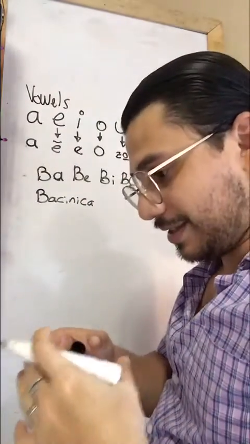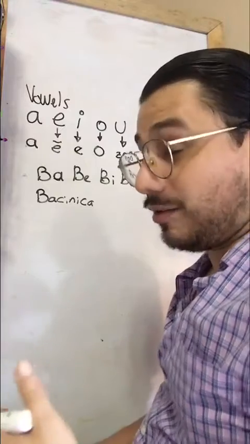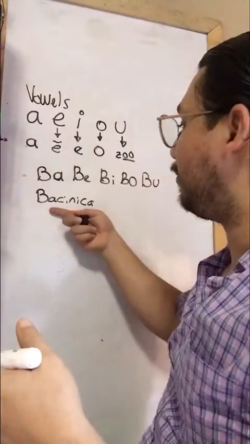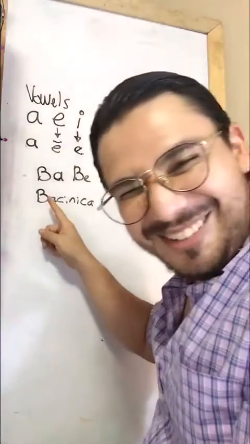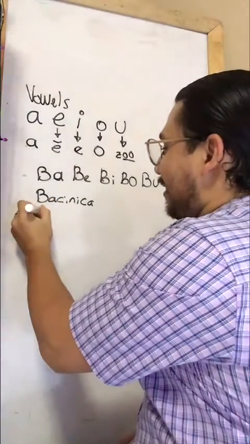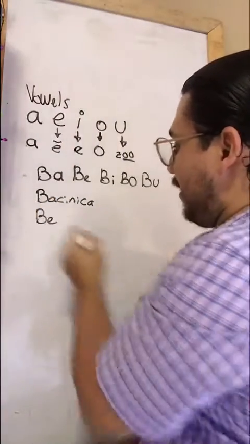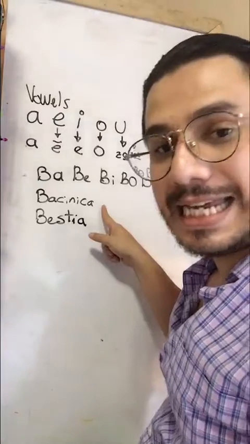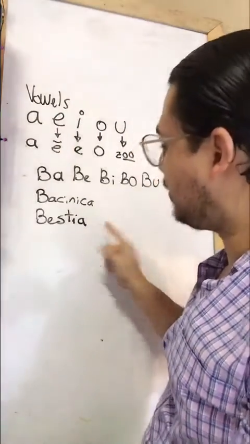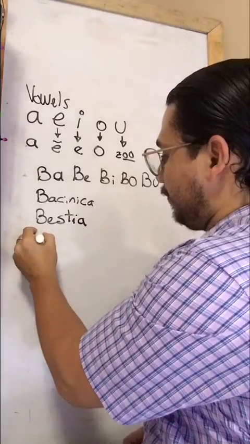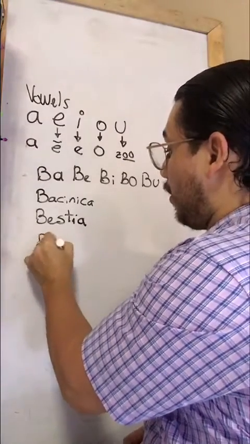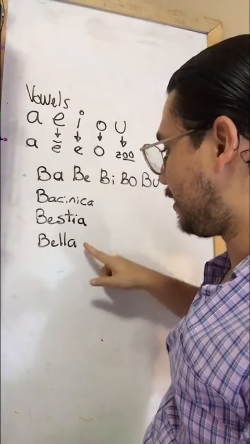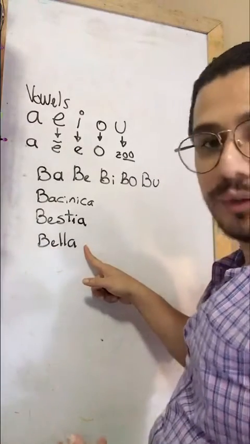Vacinica, it's a thing where people go pee at night, or they used to when we were living in the mountain and the bathroom was outside and you couldn't go outside and people would pee in a vacinica. That's the only one that occurred to me with ba. Then we have be, bestia, bella. Bestia is obviously beast, and then bella is pretty or cute.